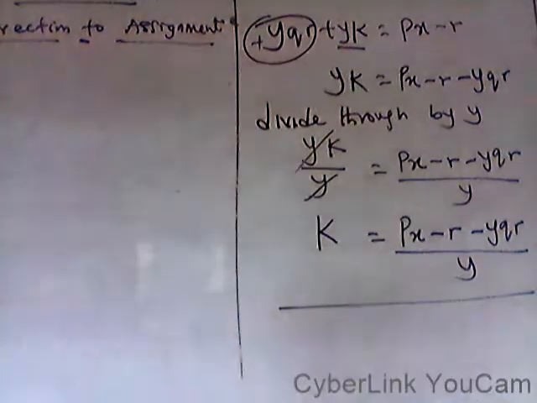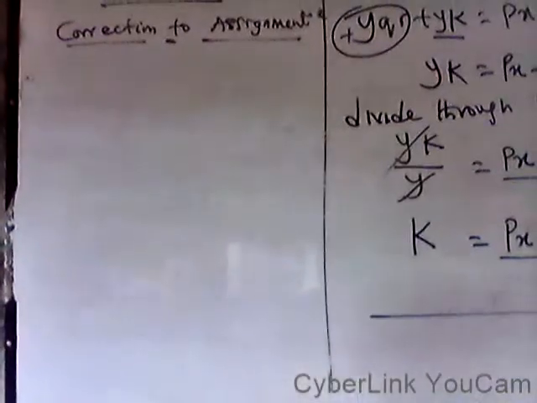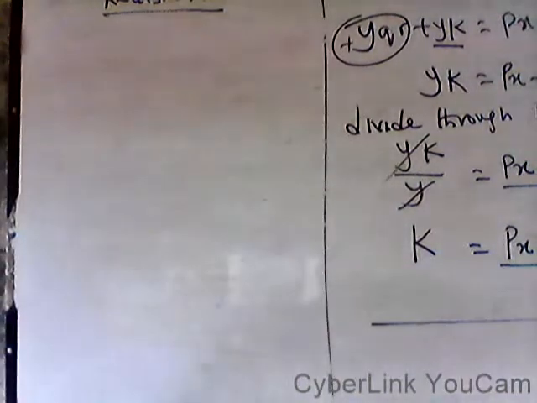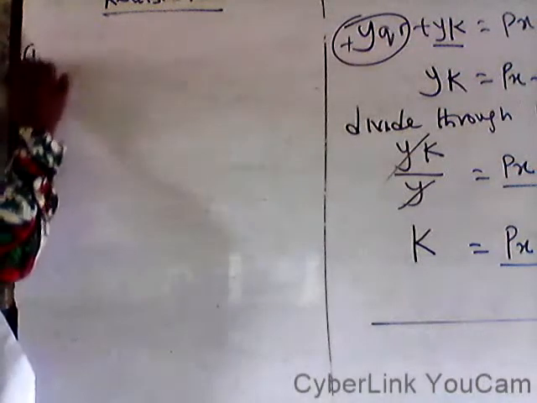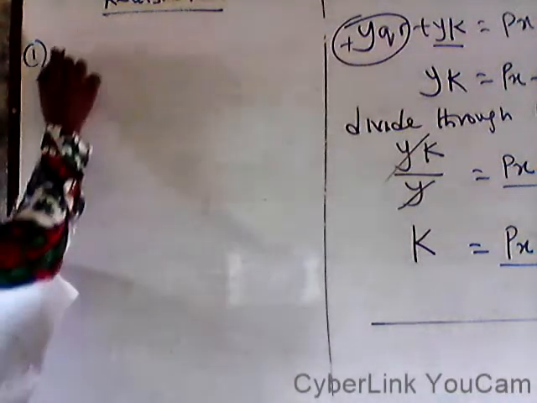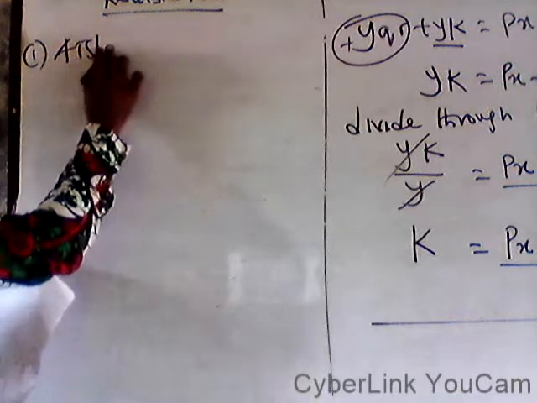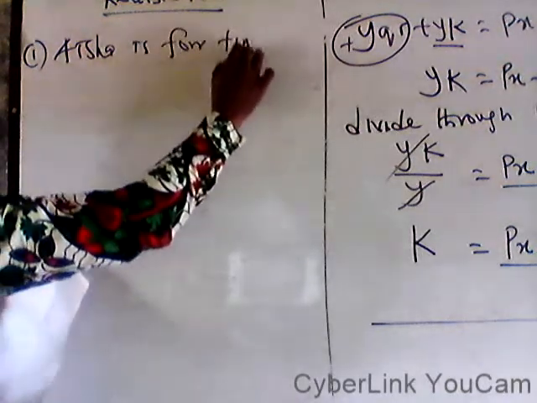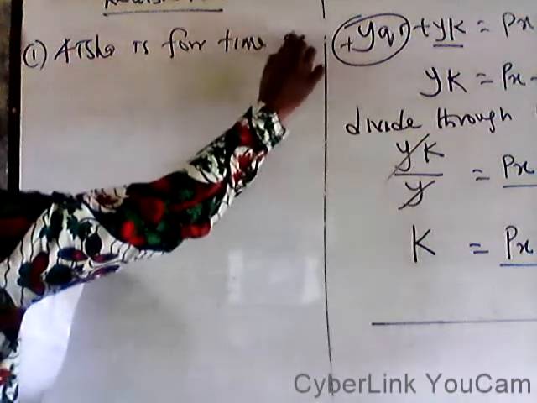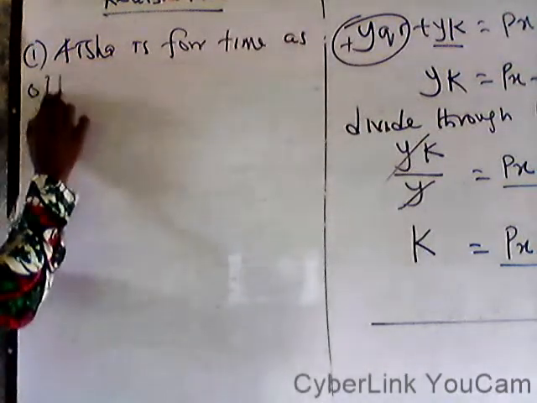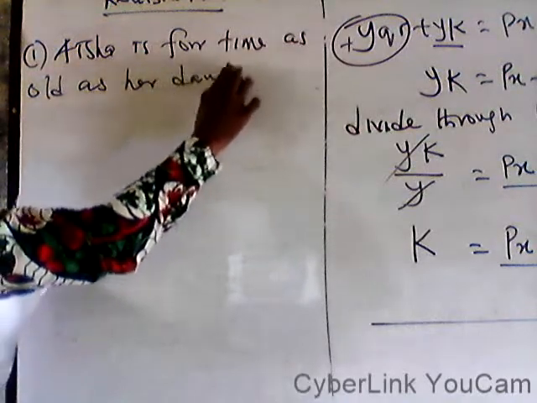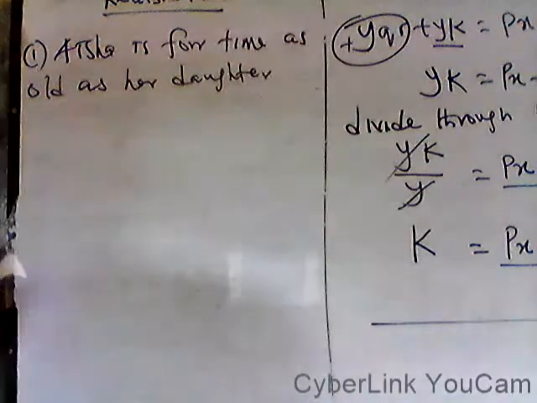Now question one. Question 1 under our revision work. So let me write it on the board. We are told that Aisha is 4 times as old as her daughter.